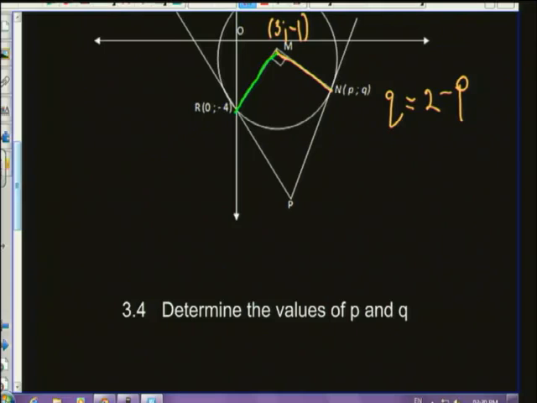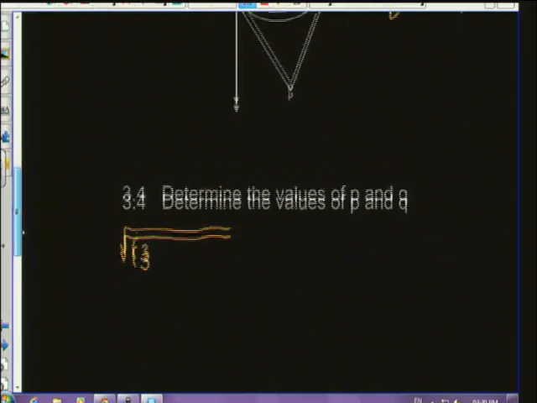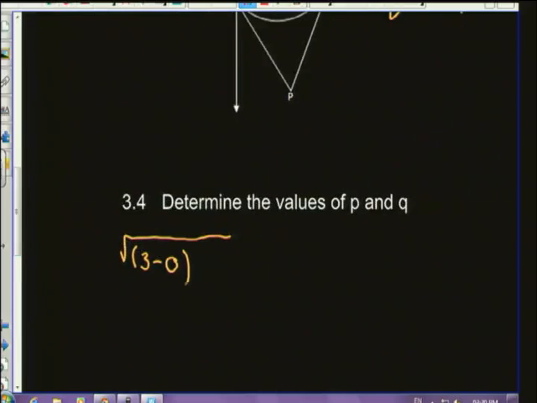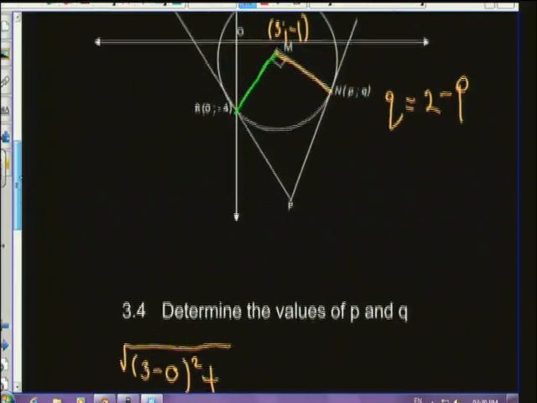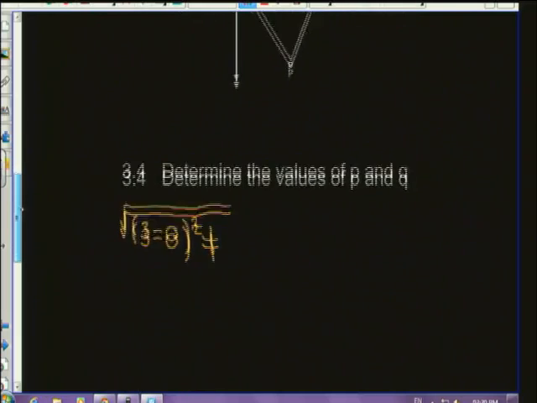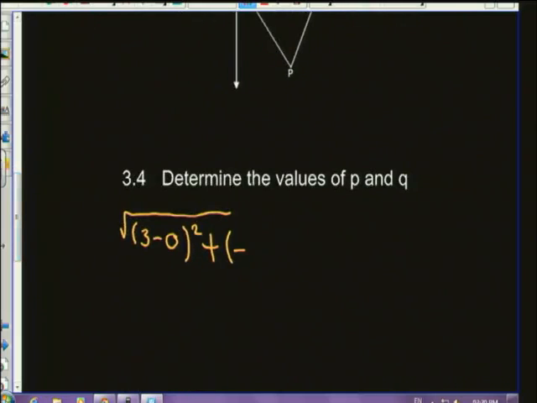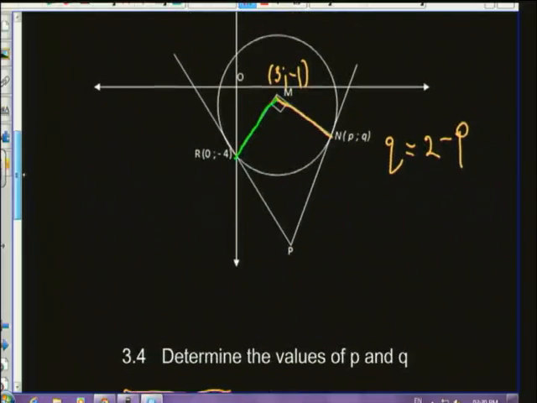Distance formula says you take the square root. Okay, so you subtract the X values, so that'll be 3 minus 0 all squared, and you add that to the difference in the Y values. So it's going to be -1 minus -4, so I'm going to make that a +4. And you square it, okay? So that line is equal to MN.